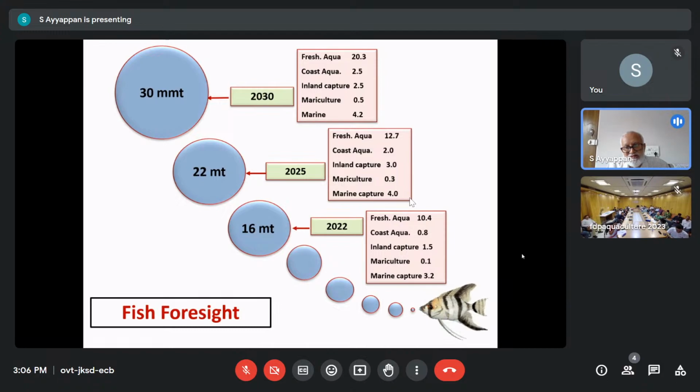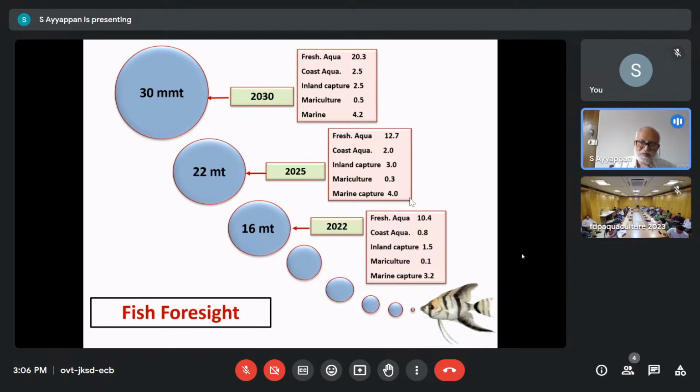Coastal aquaculture, as we know, cannot give more than 2 million tons, and mariculture also not more than 2 million tons. So not more than 4 million tons in aquaculture from coastal areas. So the challenge is that 16 to 18 million tons of fish has to come from the inland areas. What we mean is the tanks and ponds, and maybe to some extent small reservoirs.